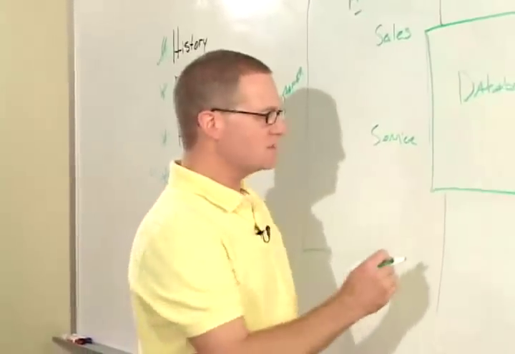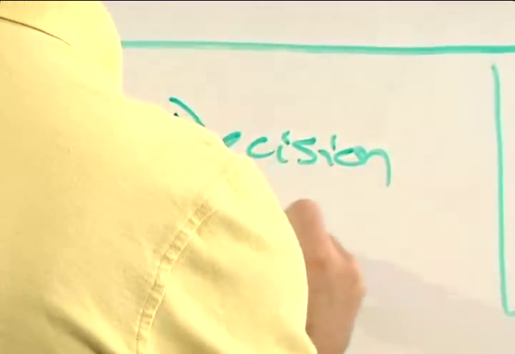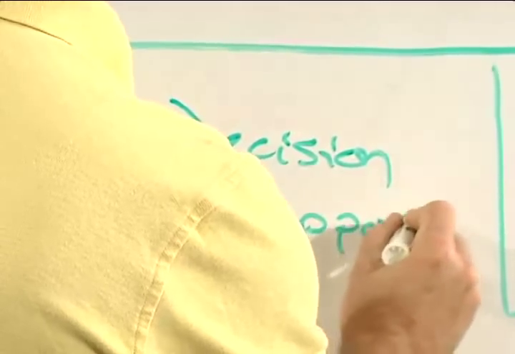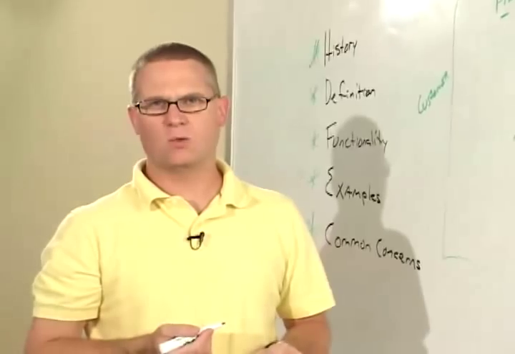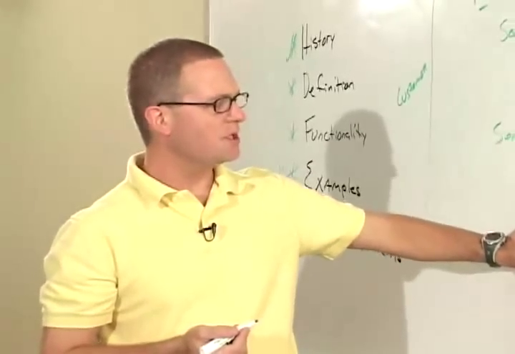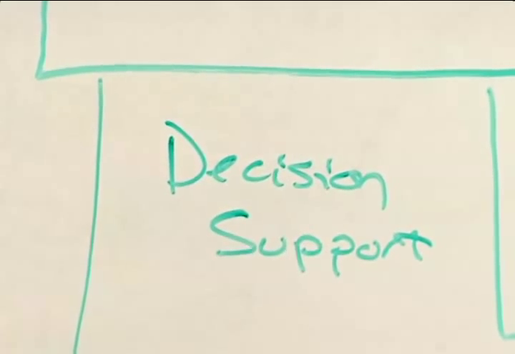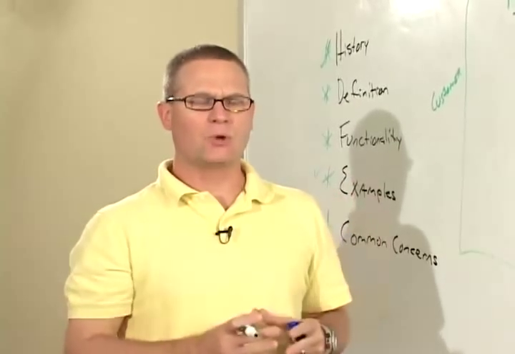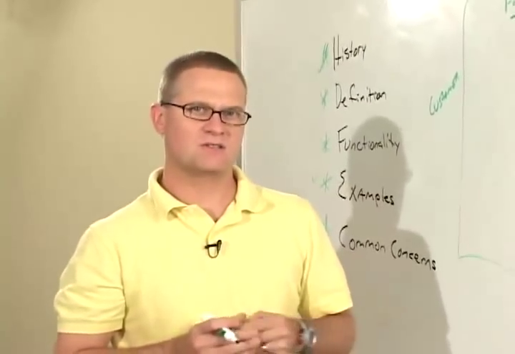The other side would be decision support. Now, what is decision support? Decision support, in the traditional sense, was data warehousing. But really what we've turned it into in the last few years is how does management take granular data and turn it into valuable information to make a good business decision.